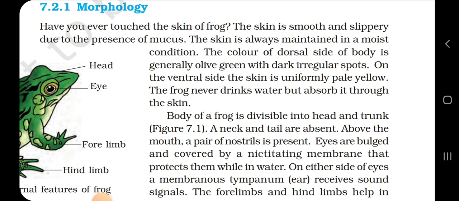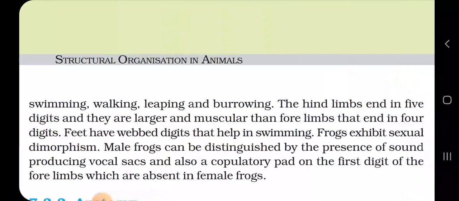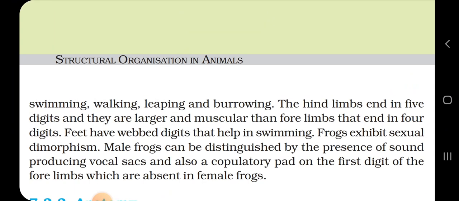Figure 7.1. A neck and a tail are absent. Above the mouth, a pair of nostrils is present. Eyes are bulged and covered by a nictitating membrane that protects them in the water. On either side of the eyes, the membranous tympanum, meaning ear, receives the sound signals. The forelimbs and hind limbs help in swimming, walking, leaping and burrowing. The hind limbs end in 5 digits and they are larger and more muscular than the forelimbs that end in 4 digits. Feet have webbed digits that help in swimming.